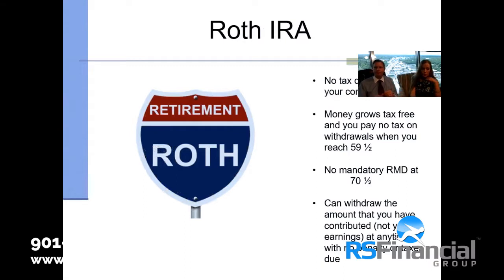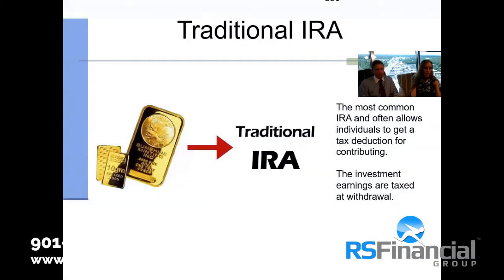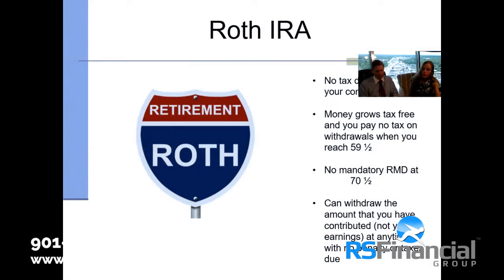And with the traditional, what I missed is that at 70 and a half, you do have to start making withdrawals. And there's the limitation. So you're penalized a pretty steep amount if you do take that money out prior to the required age.